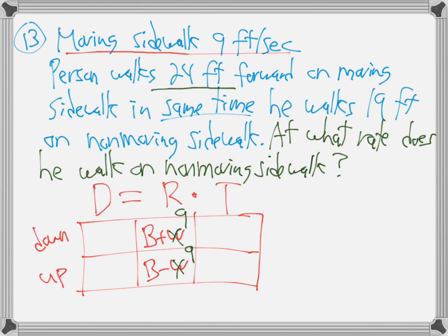The person walks 24 feet. Is that a distance, a rate, or a time? That's a distance. They walk 24 feet on the moving sidewalk. Which distance box does that go in? On the moving sidewalk, down. That's downhill, like going with the river. You're going with the flow. That adds to your speed. That goes right there, doesn't it? When you're walking on the moving sidewalk, it's adding to your speed. Whatever speed you do, you're the boat, plus the sidewalk, and that's how far you go on that. And then it says, in the same time, he walks 19 feet on the non-moving sidewalk.